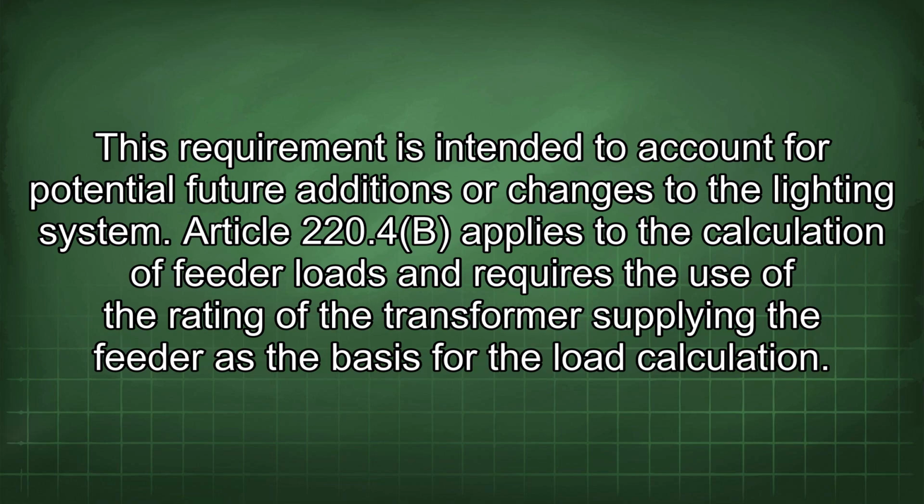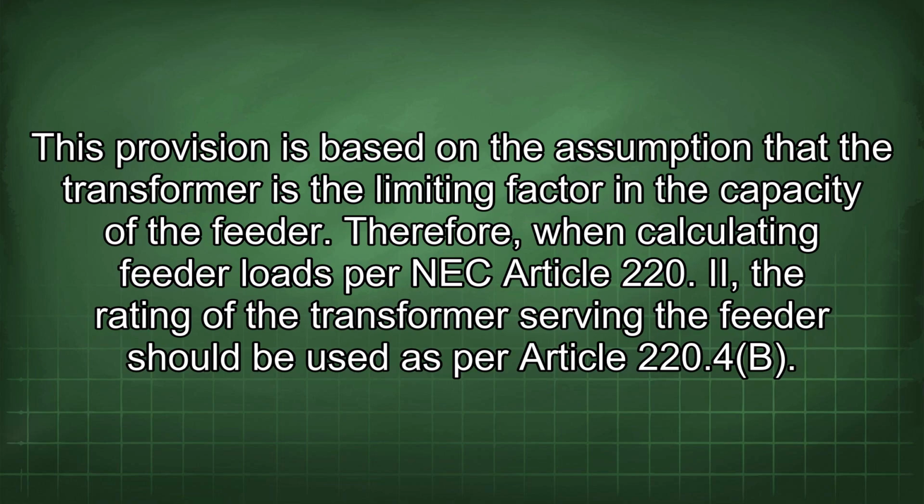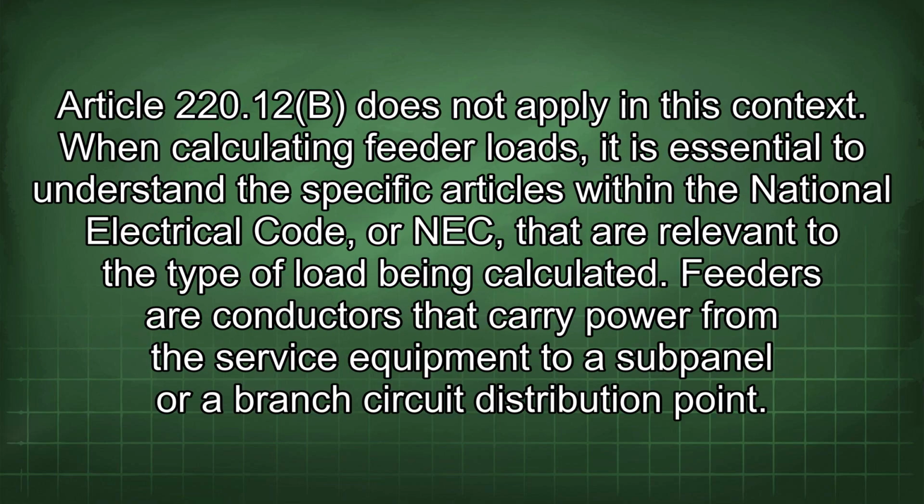Article 220.4b applies to the calculation of feeder loads and requires the use of the rating of the transformer supplying the feeder as the basis for the load calculation. This provision is based on the assumption that the transformer is the limiting factor in the capacity of the feeder. Therefore, when calculating feeder loads per NEC Article 220, Roman II, the rating of the transformer serving the feeder should be used as per Article 220.4b. Article 220.12b does not apply in this context.